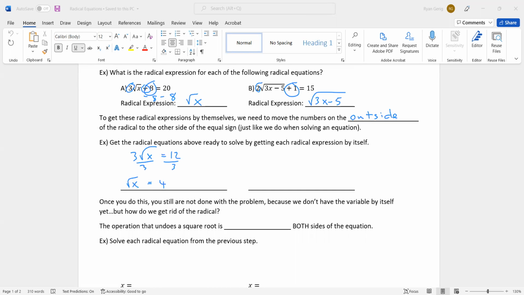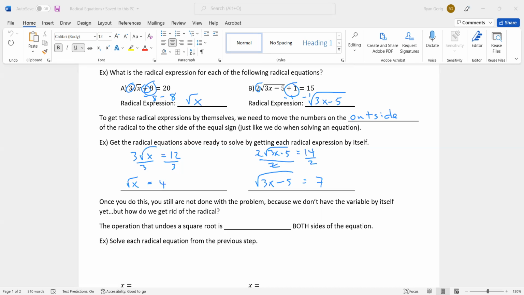On part B, I'm going to subtract 1. I'm going to have 2 radical 3x minus 5. One of the common issues I see is people try to distribute the 2 into 3x minus 5. Don't do that. That doesn't make any sense, actually. You can't. 15 minus 1 is 14. I'm going to divide everything by 2. And I get the square root of 3x minus 5 by itself equal to 7.